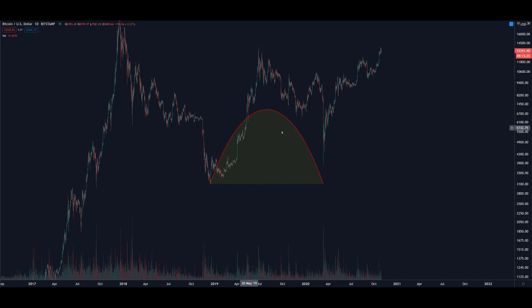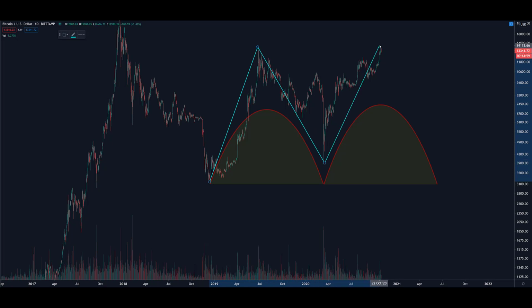So if we have one cycle, we can then say, well, I think this March low was a significant bottom from which probably another cycle started right here. So if we have two cycles, what do we get? This is really more of a visual perspective where we can say we have this M shape occurring.